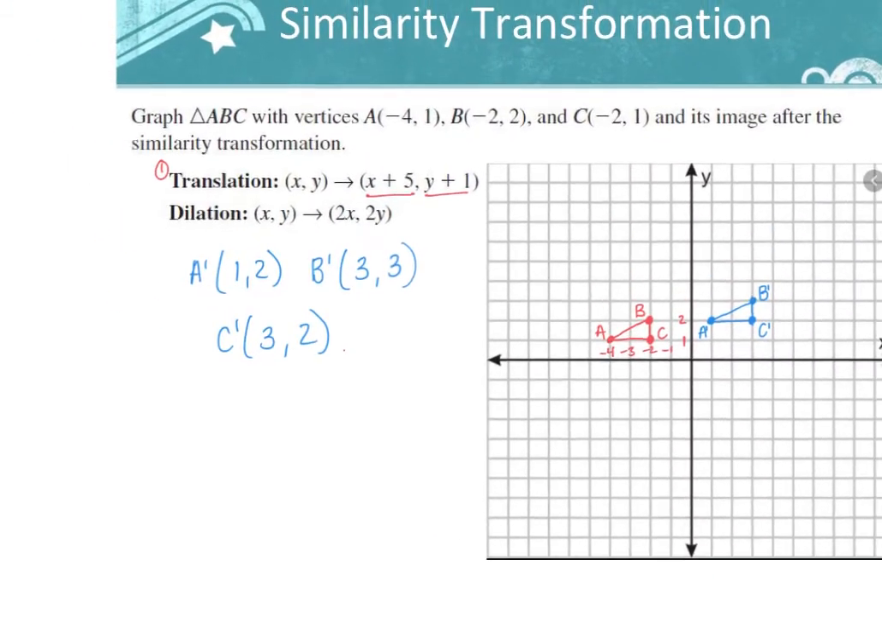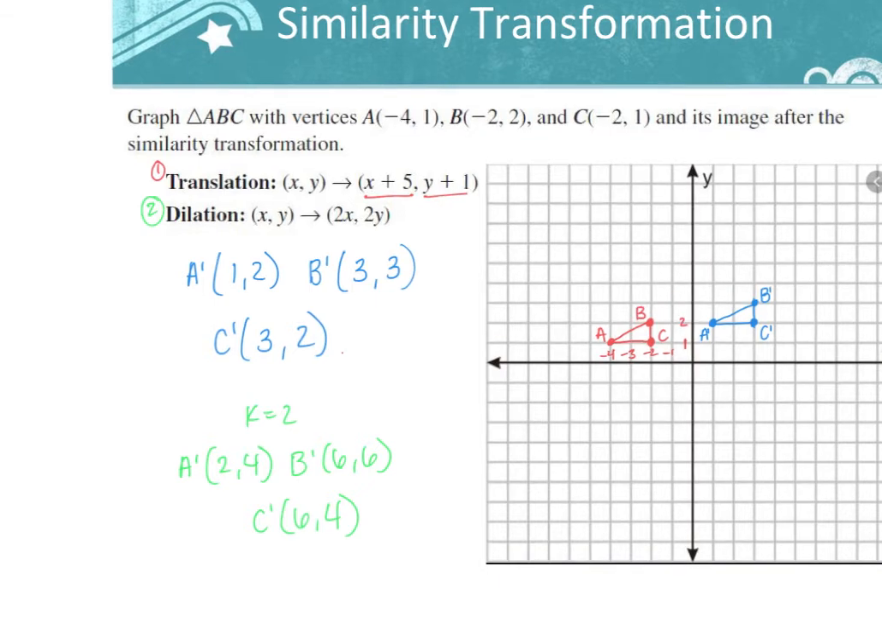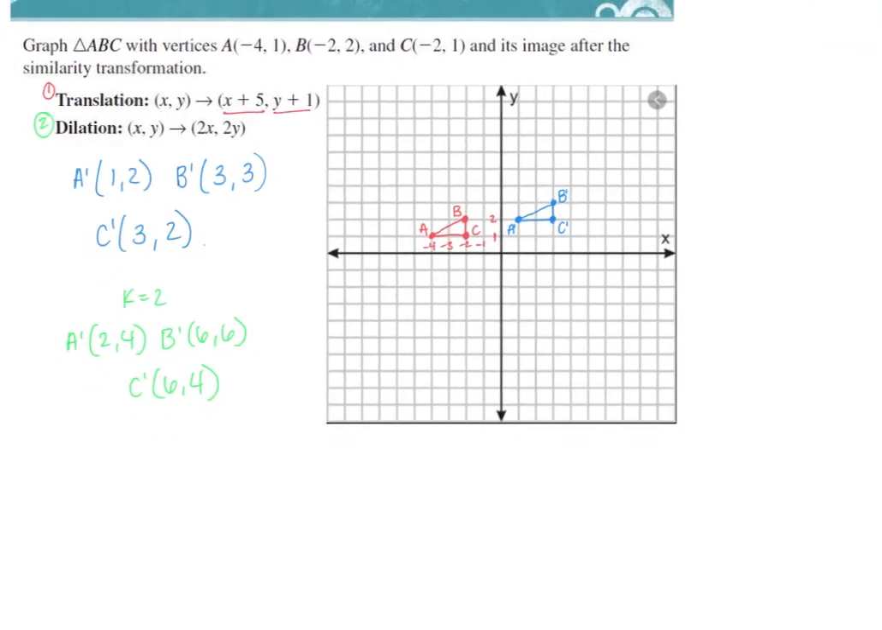That's after the translation. Our second one is going to be a dilation. So we're going to take all the x and y coordinates and we're going to multiply them by 2, okay? So our scale factor is k equals 2. So A prime is going to be 2, 4. B prime is going to be 6, 6. And C prime is going to be 6, 4. When we plot these, we'll see exactly what happens, okay?